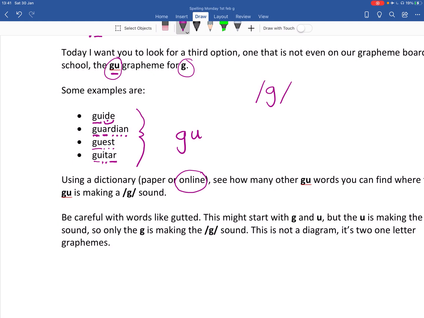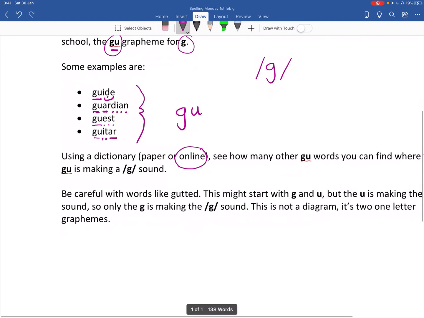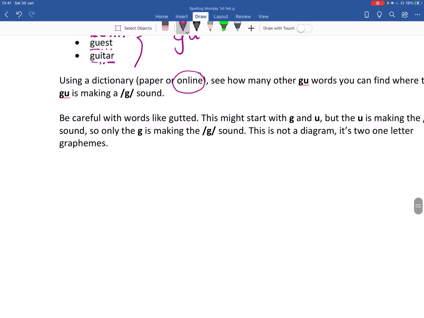Be careful with some words that start with GU, but it isn't the GU making the g sound. So in a word like guest, if you actually do the old, you used to do it in Key Stage 1, clapping out the sounds you can hear, g, e, s, t. There's only 4 sounds there. There's only 4 graphemes there, which means there's only 4 graphemes. They're that, and that, to give them their sound buttons. G, e, s, t. So that one counts.